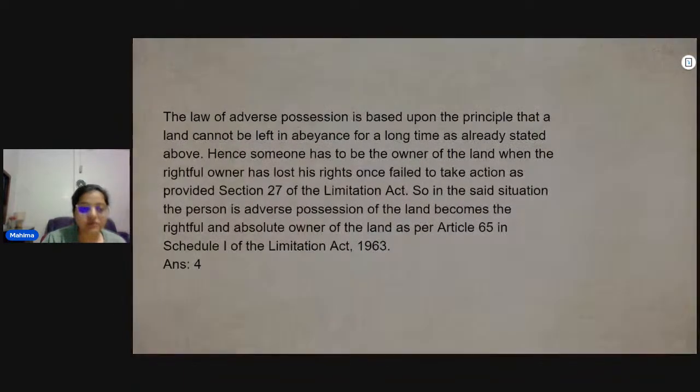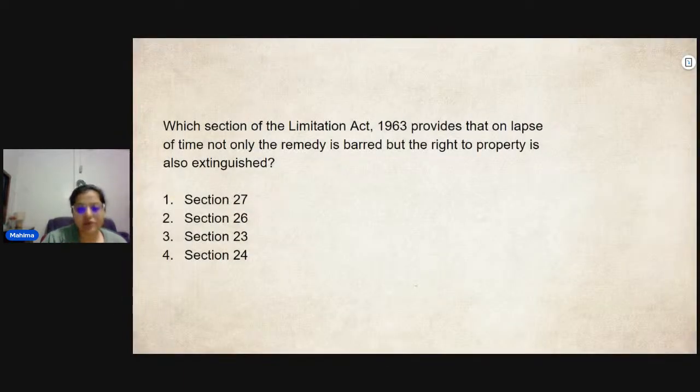Which section of the Limitation Act provides that on lapse of time, not only the remedy is barred, but the right of the property is also extinguished? This is already done. But for the new people, please answer the question.